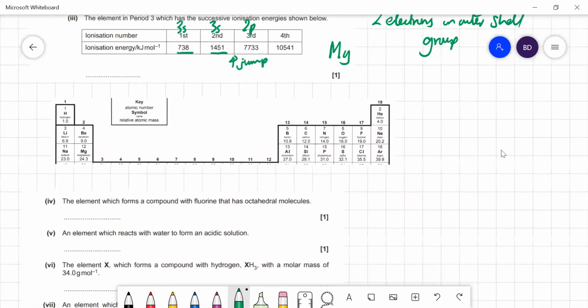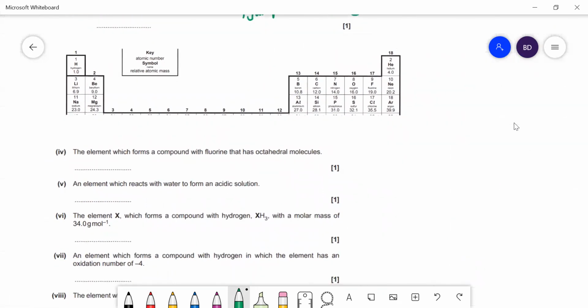Okay, I've done the periodic table again there to answer more questions. The element which forms a compound with fluorine that has octahedral molecules. Right, so octahedral, it has got to be forming 6 bonds. And it's molecules, so it's got to be covalent, so it's none of the metals. Well, which element can form 6 bonds? It's got to be in group 6. It's not oxygen, it's sulfur.